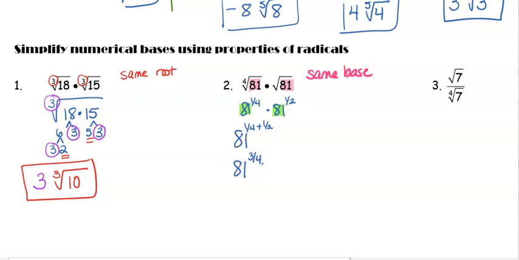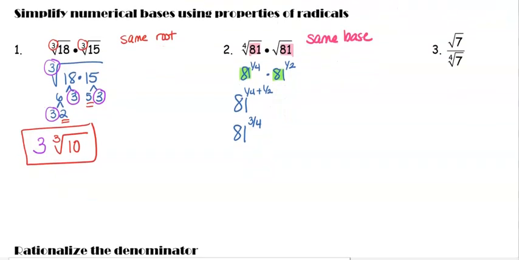Now you think that we're almost done, and this is where number bases can be a little bit more difficult than variable bases. I'm not done because my number base should always be broken down into smallest terms. So if I'm breaking down that 81, 9 and 9, 3 and 3, 3 and 3. So I'm going to rewrite this 81 as 3 to the 4th power.